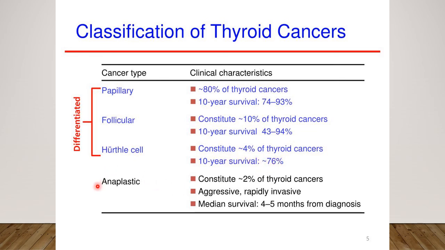The undifferentiated anaplastic cancers, which constitute less than 2% of thyroid cancers, are the most aggressive and rapidly invasive of the tumors of the thyroid gland. It has a median survival rate of 4 to 5 months from the time of diagnosis.